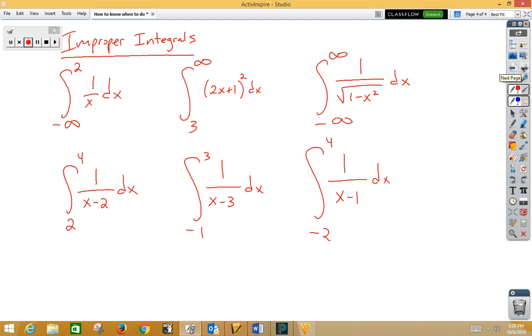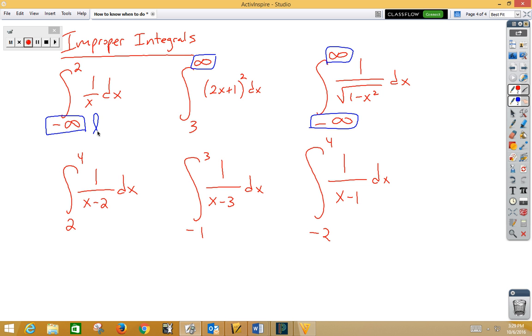Improper integrals, perhaps the one we need to pay attention to the most. We have individual videos on all of these topics, but in particular improper integrals. You recognize improper integrals when you have an infinity in the lower bound, in the upper bound, or in both bounds. Remember, you need to replace the infinities with an L temporarily and take the limit.